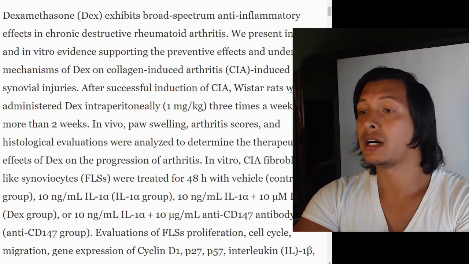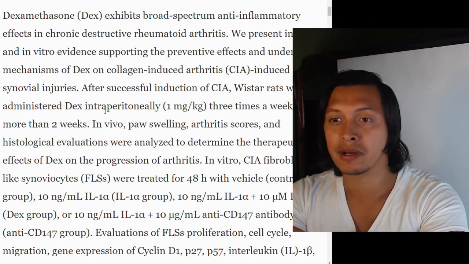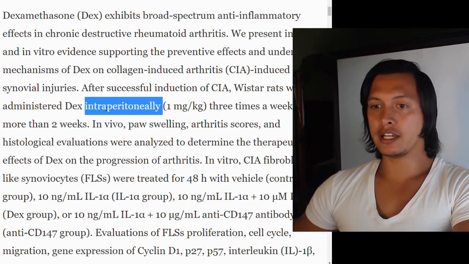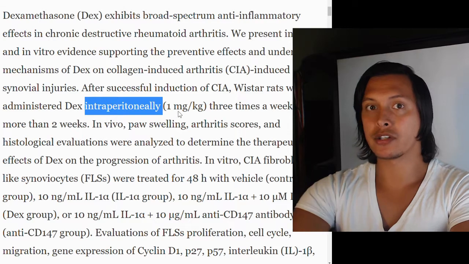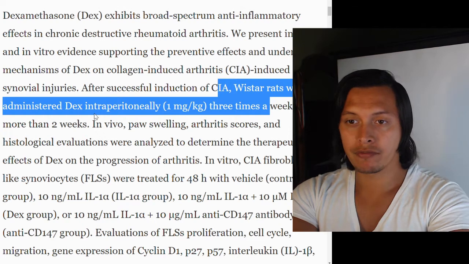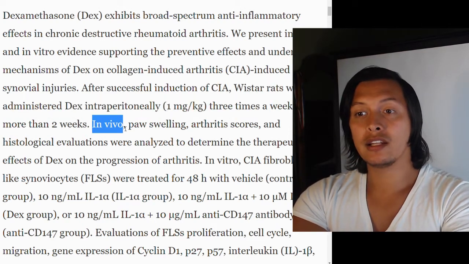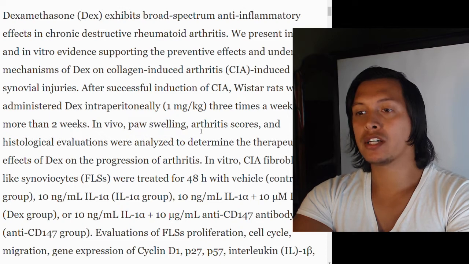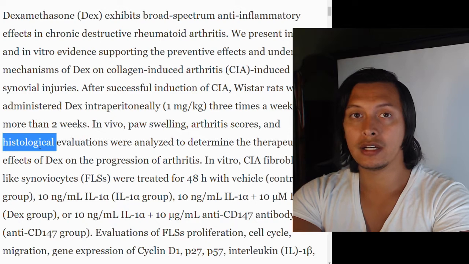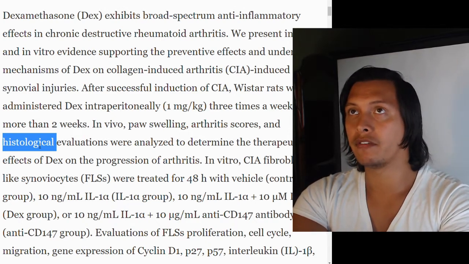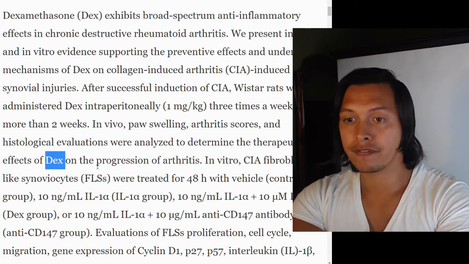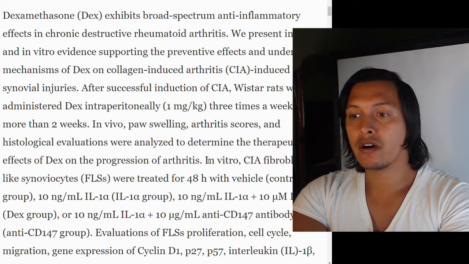standardized lab rat, were administered dexamethasone intraperitoneally, which is into the abdomen, basically, or into the peritoneum, I believe is the word. And this was done 3 times a week for more than 2 weeks. So in the living organism, the paw swelling, the arthritis scores, and the histological evaluations were analyzed to determine the therapeutic effects of dexamethasone on the progression of arthritis.